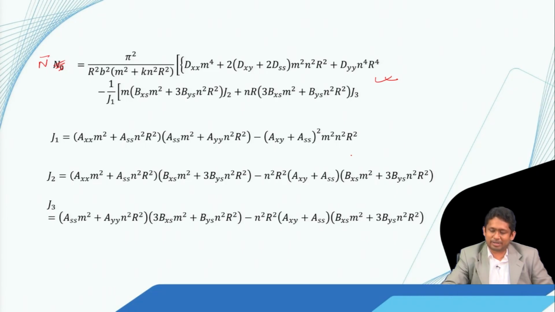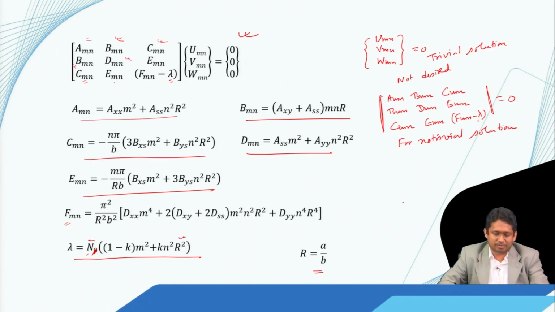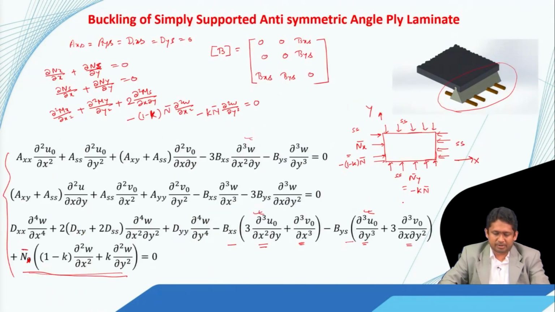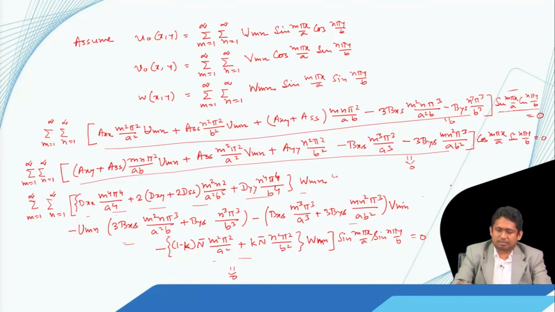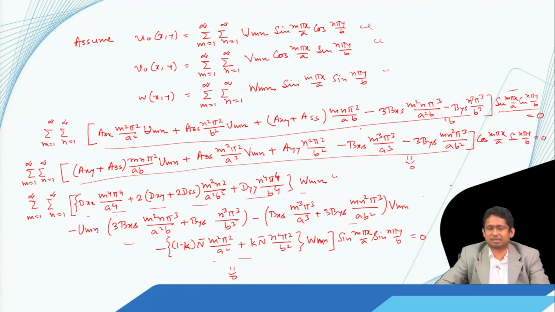Within the expression for n bar, we have J1, J2, J3 appearing. So this is J1, this is J2, this is J3. And again we can get it for different values of m and n, and accordingly we have different buckling loads, and each m and n we can put back to the approximations for U0, V0 and W, and that will give us the corresponding buckling mode shape.